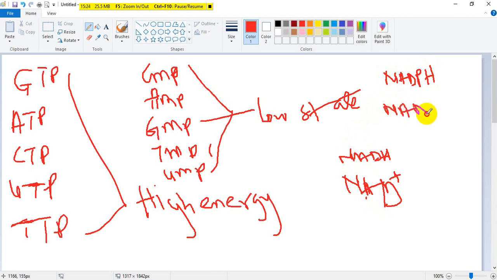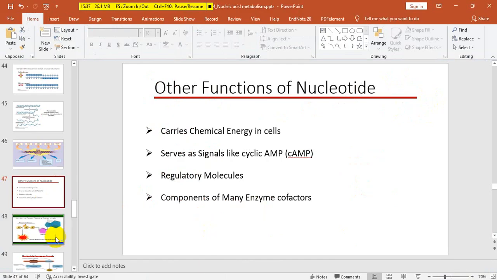This is a coenzyme, and the adenine there is contributed by a nucleotide. So these are some of the functions of nucleotides: enzyme cofactors.